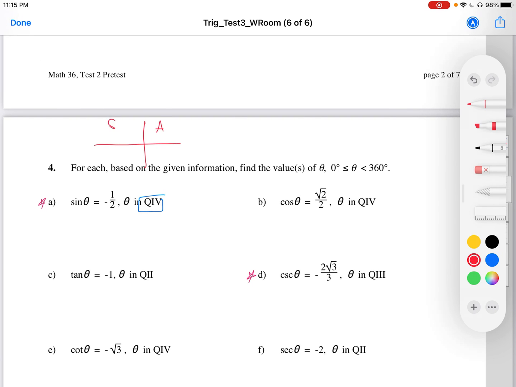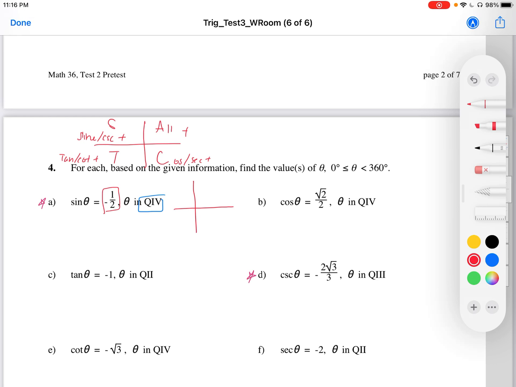Remember, all students take calculus. So this means in the first quadrant all functions are positive. Here only sine and cosecant are positive. In the third quadrant, only tangent and cotangent are positive. And in the fourth quadrant, only cosine and secant are positive. So we're in the fourth quadrant. In the fourth quadrant, only cosine and secant are positive. So it makes sense that it's negative 1/2.